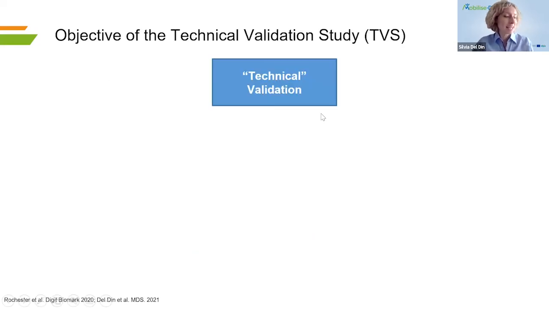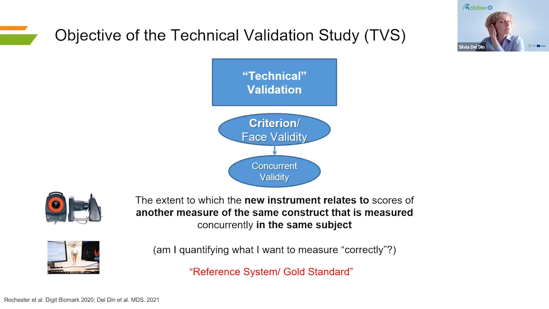So again, a little bit of semantics. We need to understand what we mean by technical validation. With technical validation, we're really going to test the criterion of validity, and specifically the concurrent validity of our sensor. What is concurrent validity? It's the extent to which the new instrument relates to another measure of the same construct that is measured in the same subject. So am I quantifying what I want to measure correctly? And how can we do that?